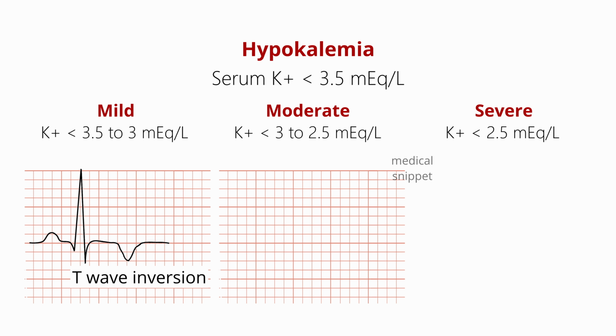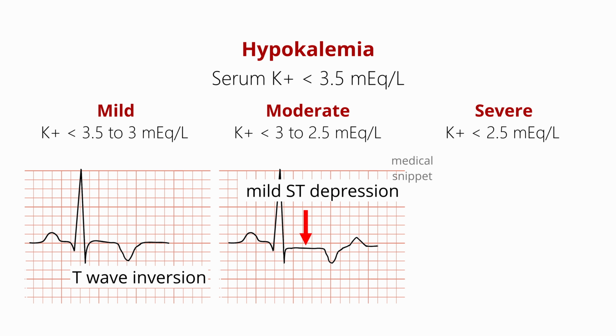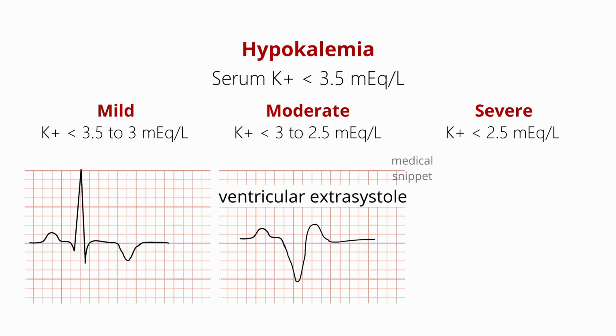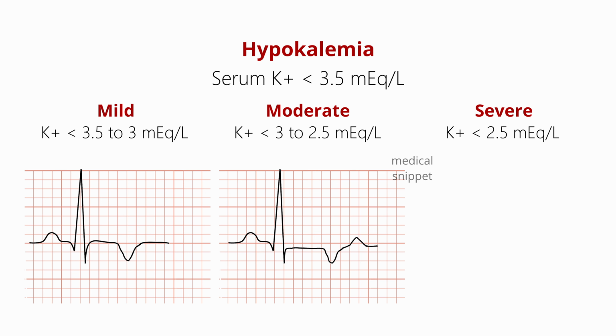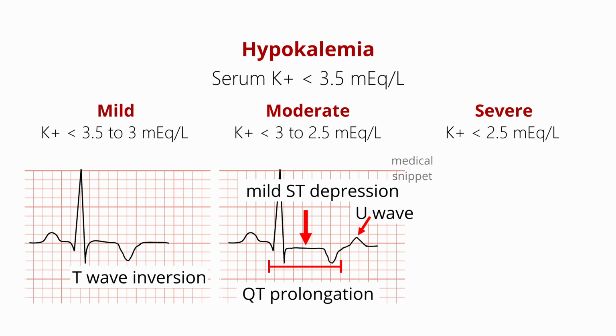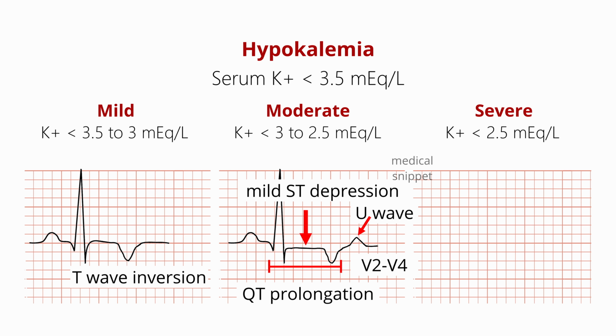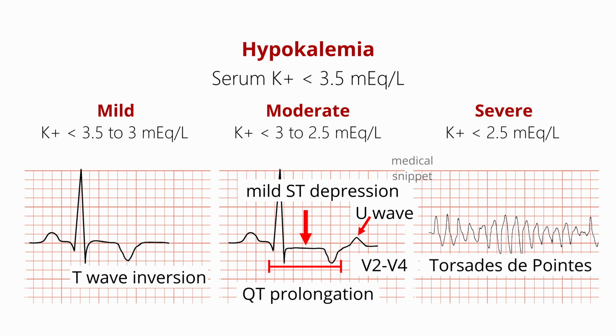Moderate hypokalemia causes mild ST depression, QT prolongation, visible U wave, and ventricular extrasystoles. It should be noted that U waves are often best seen in the mid-precordial leads, that is V2, V3 and V4. Severe hypokalemia, that is when serum potassium level is less than 2.5 milliequivalents per liter, it causes torsade de pointes and ventricular fibrillation.